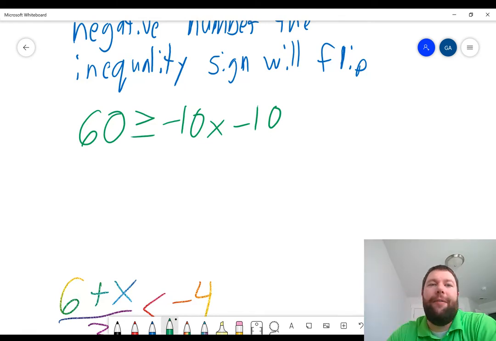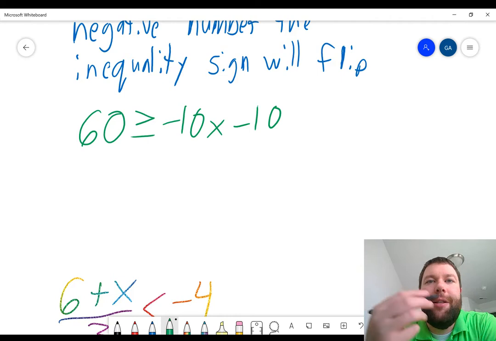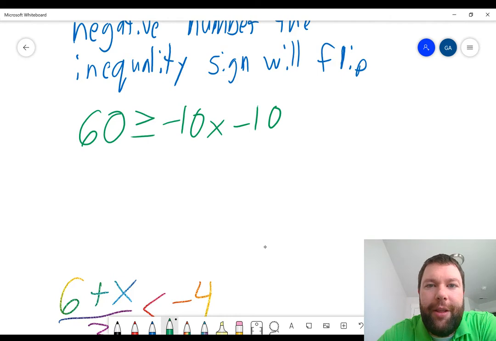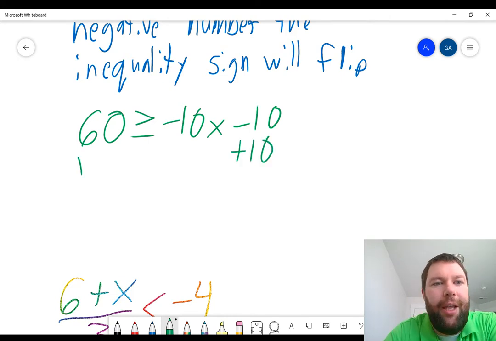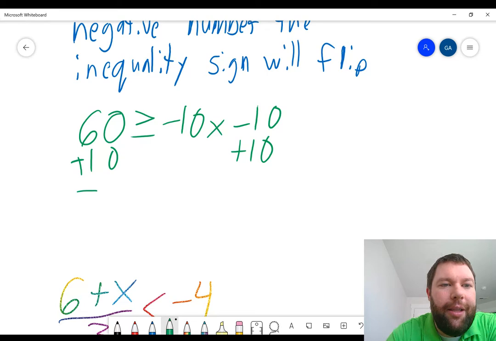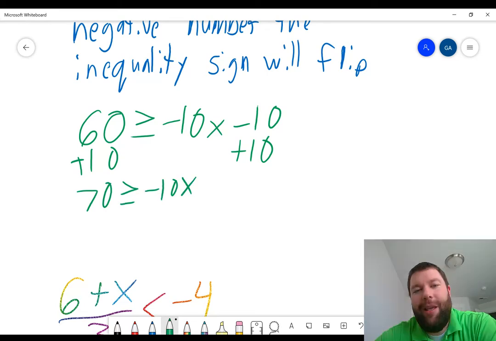So I have 60 is greater than or equal to negative 10x minus 10. Just like with any two-step equation, I'm going to get rid of this minus thing here first. To do that, I'm going to add 10 to each side. Add 10. That gives me 70 is greater than or equal to negative 10x. Okay, not so tough so far.